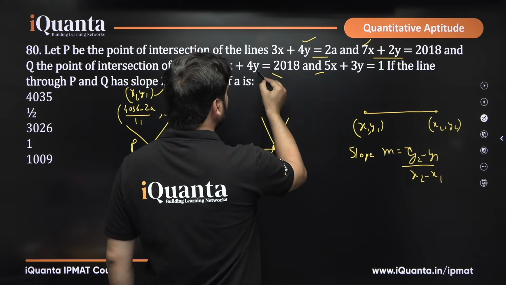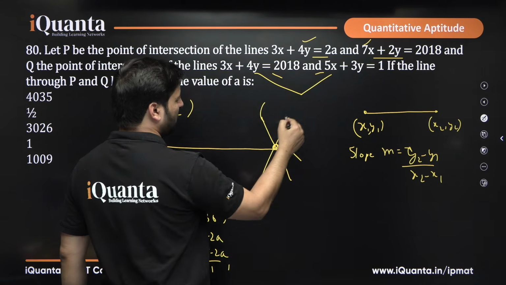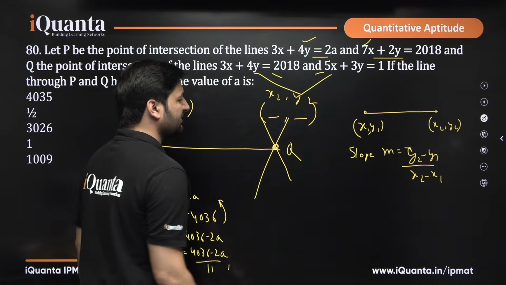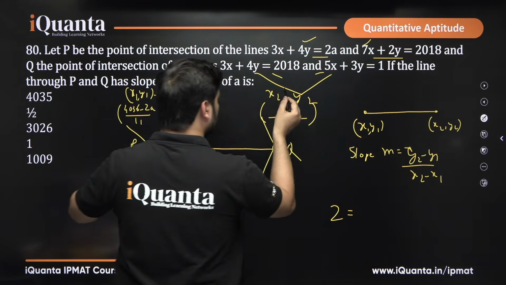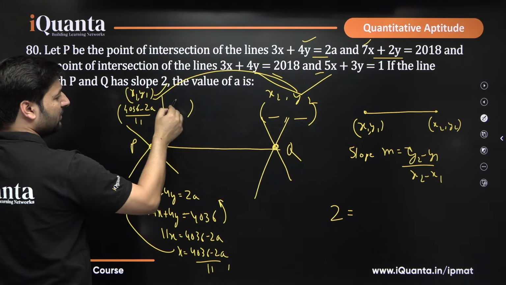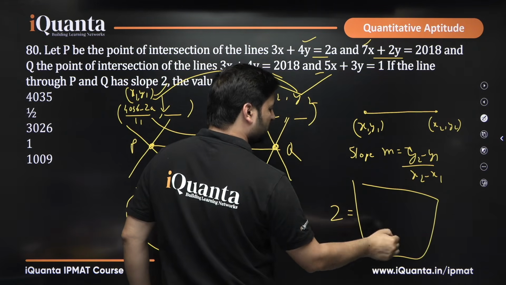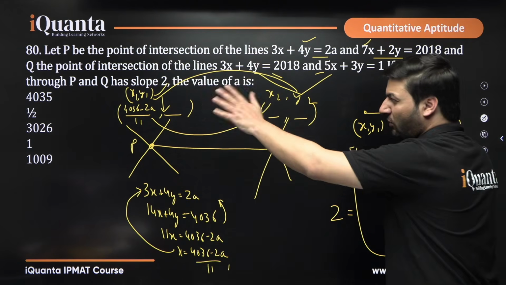Similarly, can you solve these two equations, eliminate x or y in the beginning, you will be getting an intersection point over here. This will be the value of x2, y2, there will be two intersection points, right. Now, you have to find out the slope. Slope is given 2, so 2 will be written as y2 minus y1 upon x2 minus x1. If you put it over here, you can solve it and you will be getting the value of a, and you can match the options.